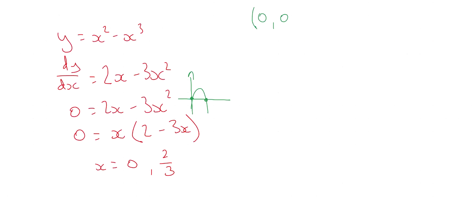And then for 2/3, if I put 2/3 into this formula, I get 4/27. I did that earlier. I didn't just quickly do that in my head. Okay, so I need to know what's going on between these two. So what should I do?